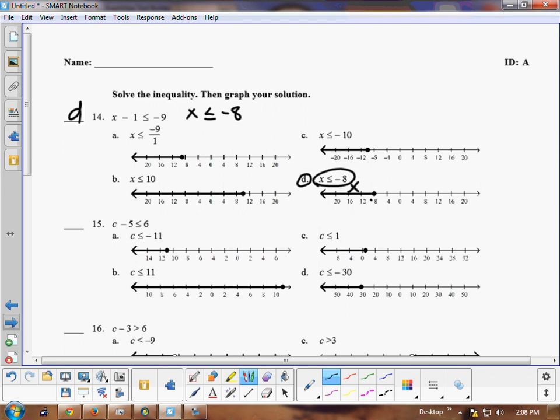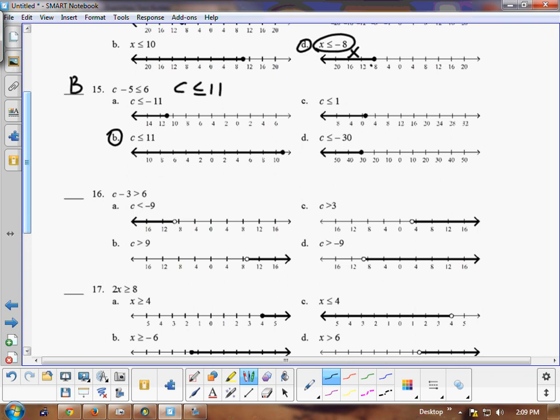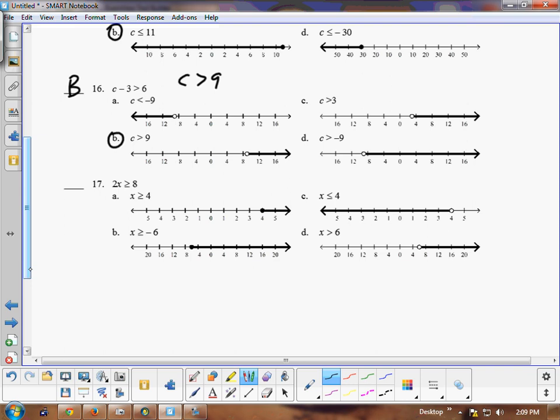Going to add 5 to both sides here, and we get C is less than 11. Well, this is the only one that says C is less than 11, or equal to 11, and it's solid, so that works there. Number 16, add 3 to both sides, and C is greater than 9. Greater than 9 is an open circle at 9, and that would be choice B. Moving to 17, divide by 2, and you get x is greater than or equal to 4, and that is choice A.